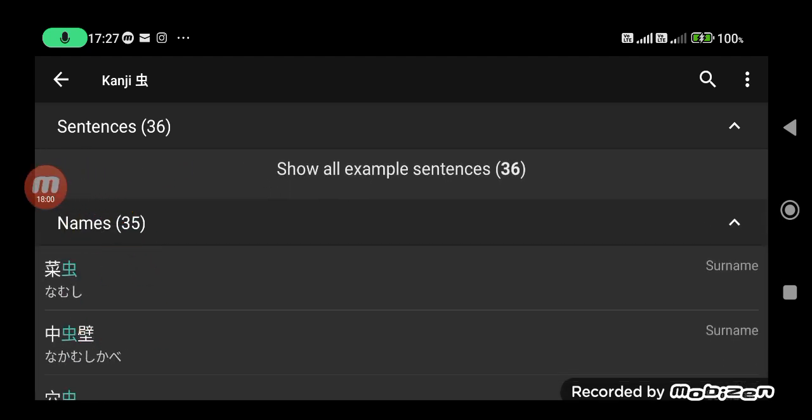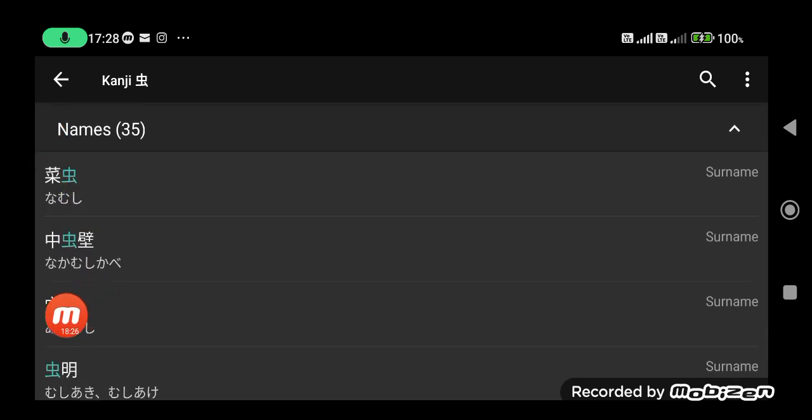For the names, because proper nouns in Japan are expressed in kanji characters, or should I say 97% of the time, it is expressed in kanji characters. So how about this? Namushi. The readings are indicated in gray font directly below the kanji characters. How about this? Nakamushi kabe. The readings expressed in kana characters are indicated directly below the kanji characters.